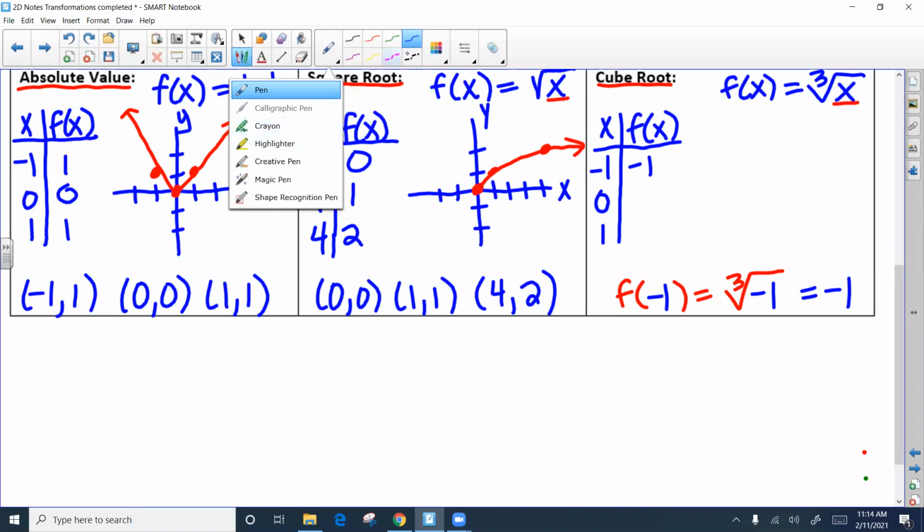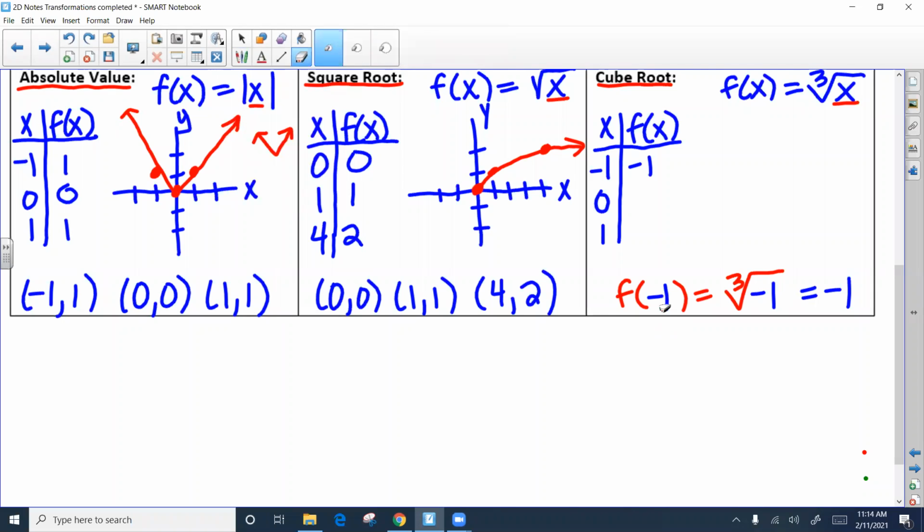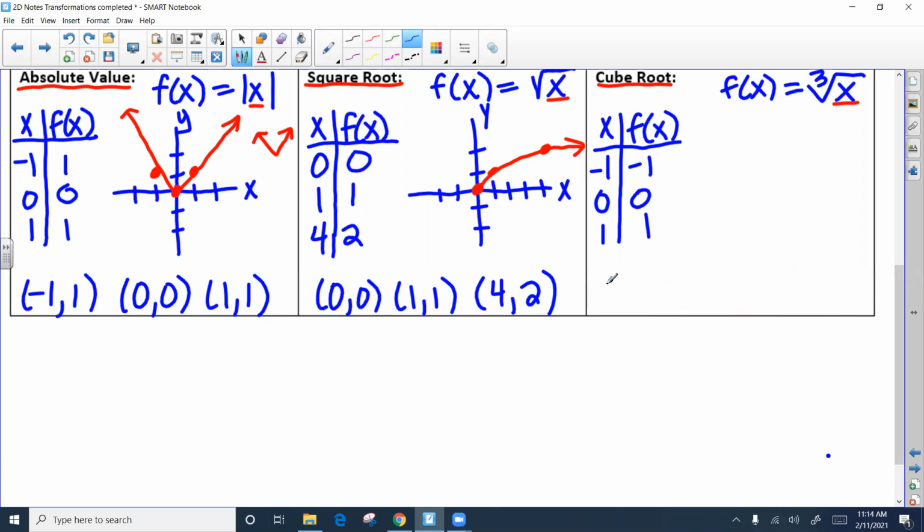Then I plug in a 0. So f of 0 equals cube root of 0. Cube root of 0 is just 0. So I have 0, 0, and then I need to plug in a 1. F of 1 equals cube root of 1, which is 1. So the cube root function has the points -1, -1, 0, 0, and 1, 1.